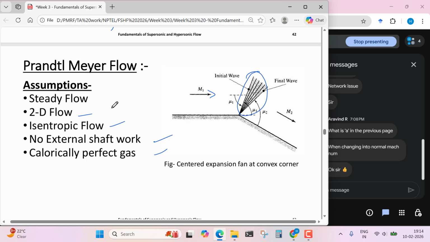There are some assumptions which we have to take: steady flow, 2D flow, and flow is isentropic across this Prandtl-Meyer fan, because it is made from Mach waves, and flow across a Mach wave is isentropic flow. There is no external shaft work, and the gas is a calorically perfect gas. Also, this Mach number should be greater than 1.